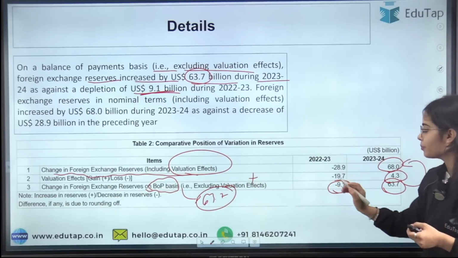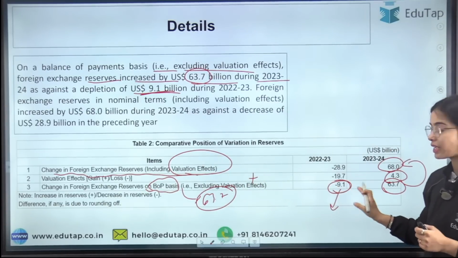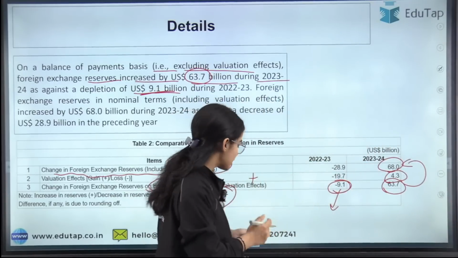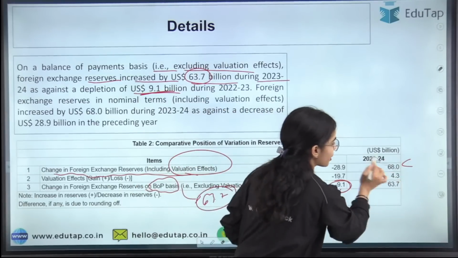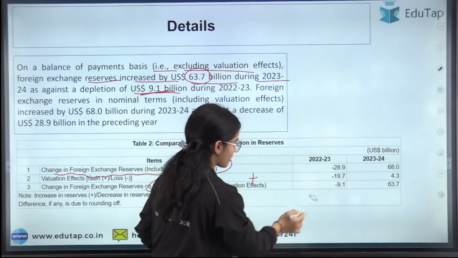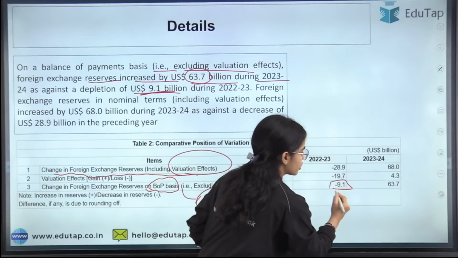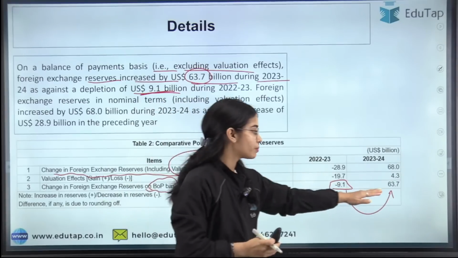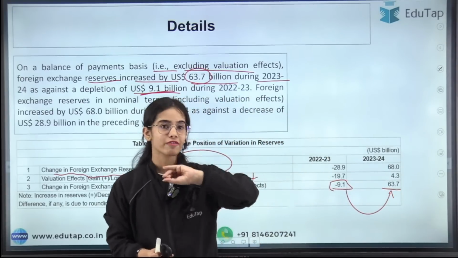In the previous year, the balance of payment depleted by 9.1. There was a deficit in the balance of payment of $9.1 billion. But in this year, there is a surplus in the balance of payment of $63.7 billion. So from the previous year, we have improved in our condition. There is a surplus of $63.7 billion.